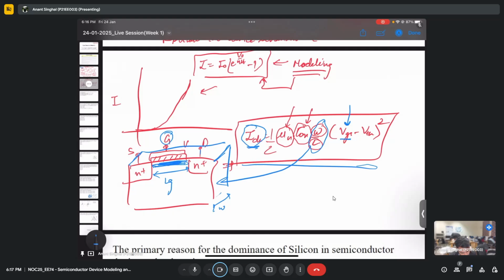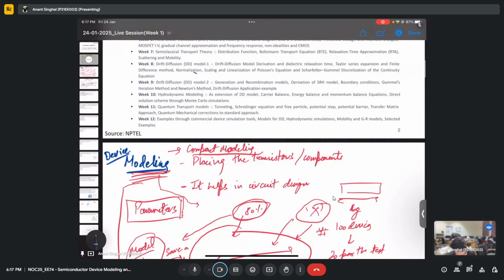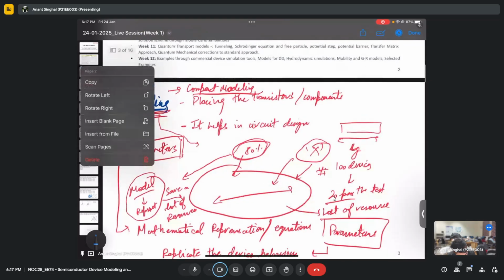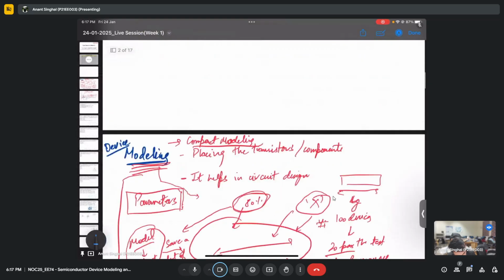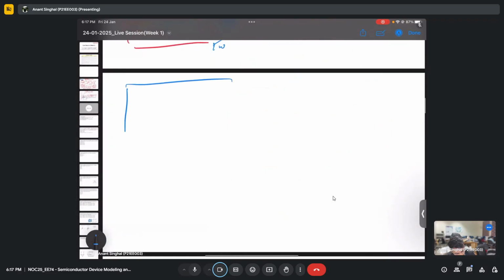But we are going into nanoelectronics and device scaling. So this is one more important thing. What it means is, let's say we have a MOSFET again of a certain length L.